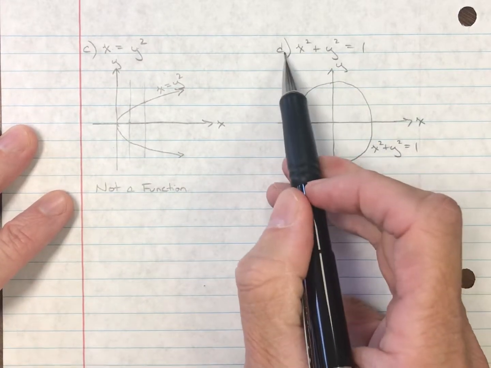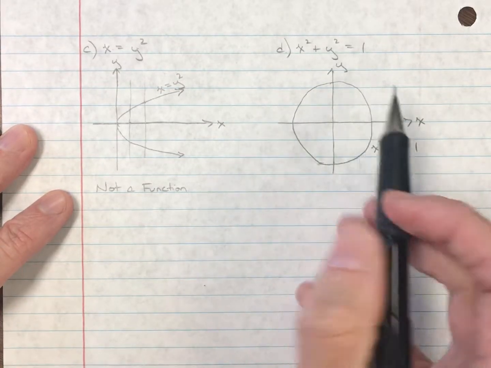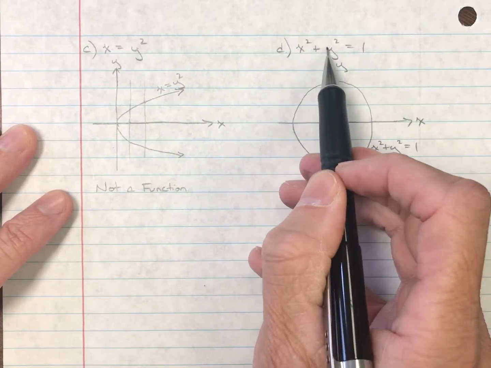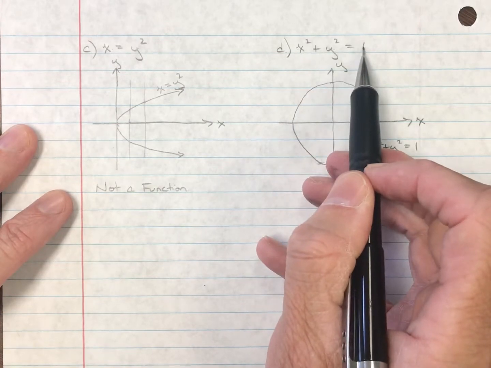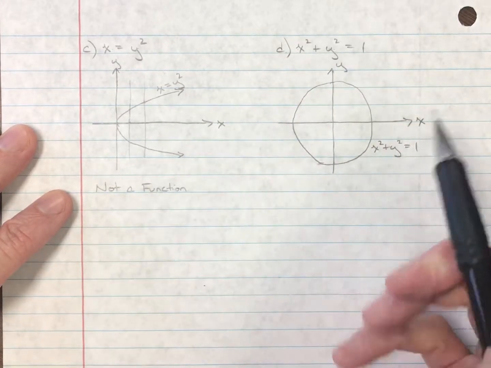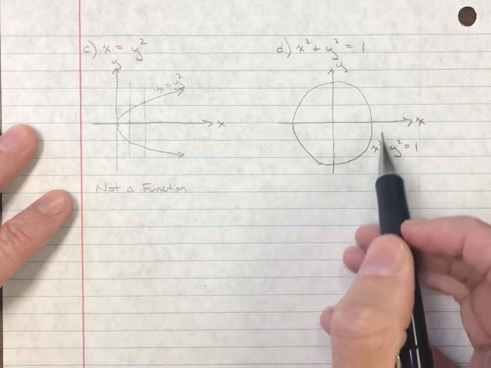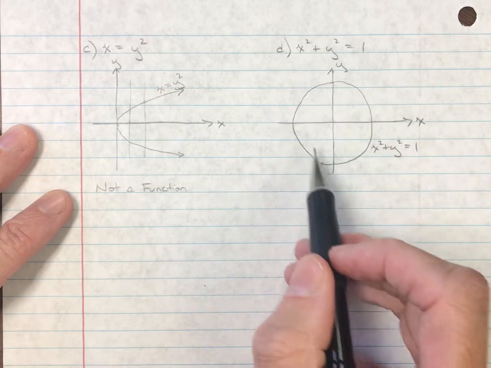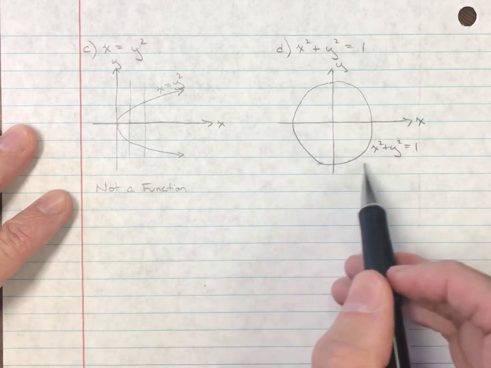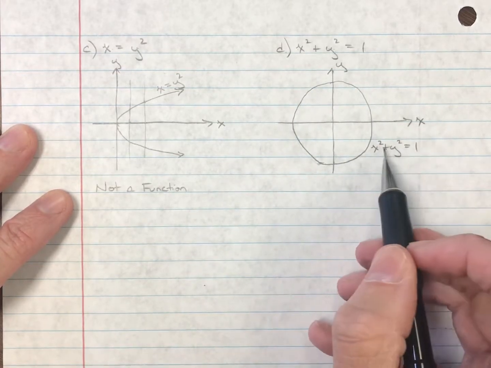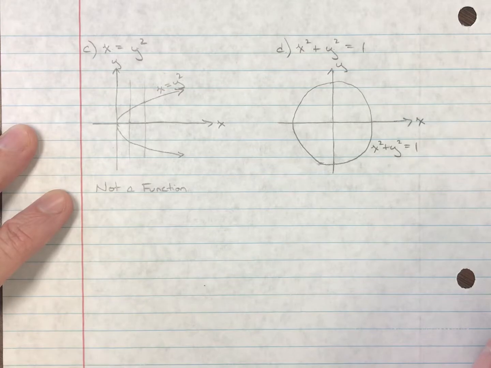Our last example, letter D, is the graph of a circle. And we've seen this equation of circles, x squared plus y squared equals 1, is the standard form of the equation of a circle. And here's the graph. Pardon my freehand, it looks like it's a little bit flattened over here, but we want to pretend that's a good circle. And again, I labeled the graph here. Okay, so is it a function?